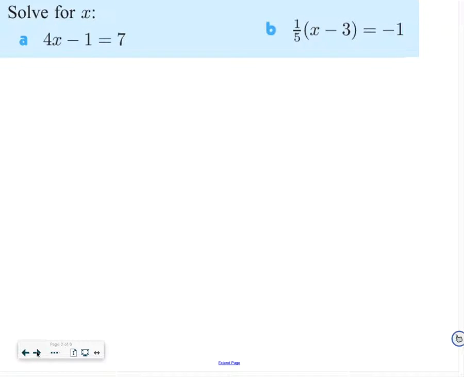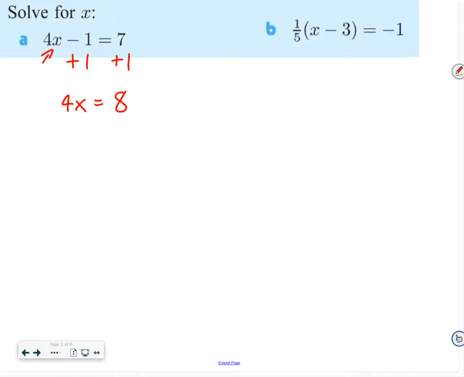Now let's look at solving them. As we're solving unknown equations, we're always trying to isolate our x, and we're going to try and undo the operations to get x by itself. So the first thing I'm going to do is undo my minus 1 on this side, so I'm going to add 1 to both sides. Then I'm going to get 4x is equal to 8.